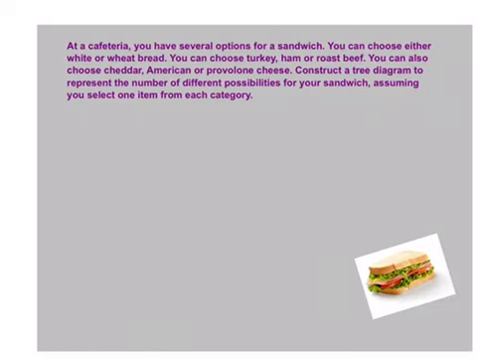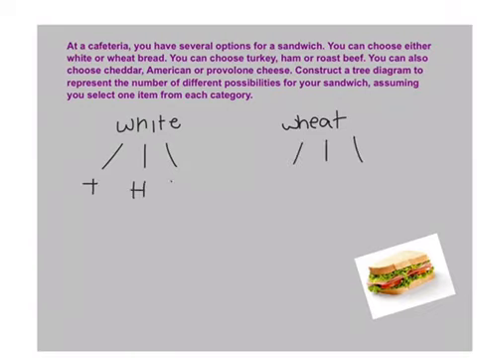So our first option to pick from is going to be our bread. We can either have white bread or we can have the wheat bread. Then from there, we're going to have branches that come off of here and we're going to choose our meat. So there are 3 different types of meat we could have. We could have our turkey, our ham, or our roast beef. And we have the same 3 options if we chose the wheat bread.